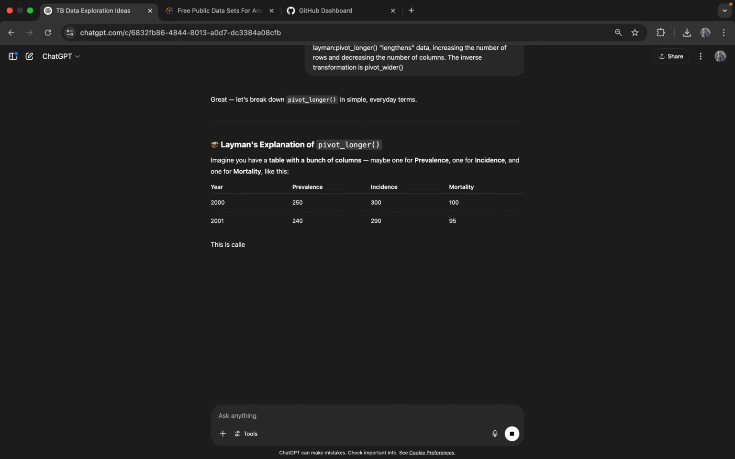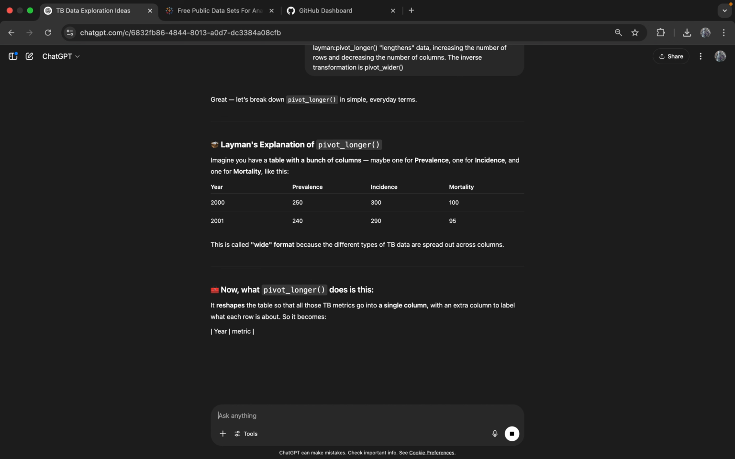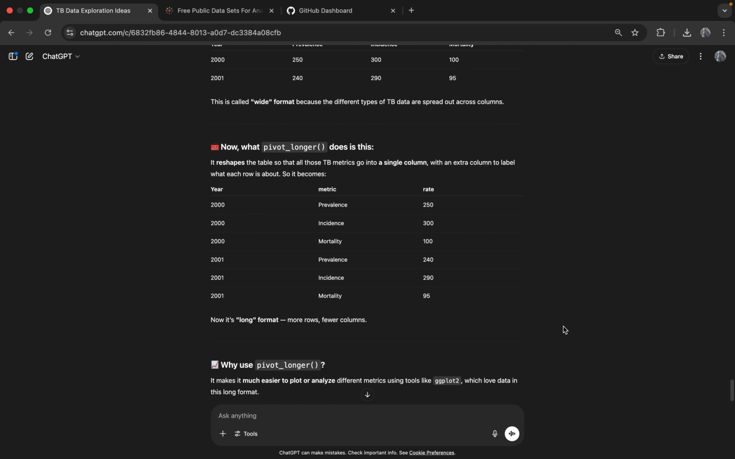So imagine you have a table, in this case a data frame with a bunch of columns, maybe one for prevalence, one for incidence, and one for mortality, like this. This is called the wide format because the different types of TB data are spread out across columns. Now what pivot longer does is reshape the table so that all TB metrics go into a single column, with an extra column to label what each row is about.